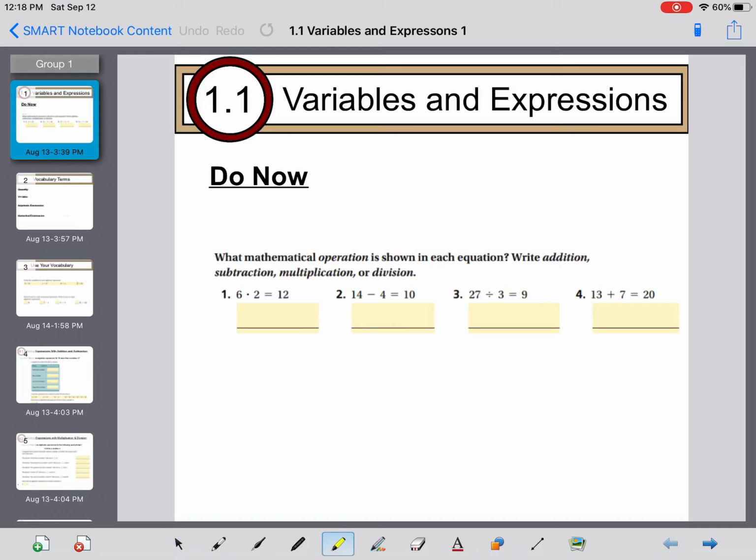Well, if you take a look at number 1, I see that dot there. Some students coming from middle school are unsure what that means. That dot means to multiply. Number 2, I see the minus sign, so that means subtraction. For number 3, I see division. And for number 4, we see addition.